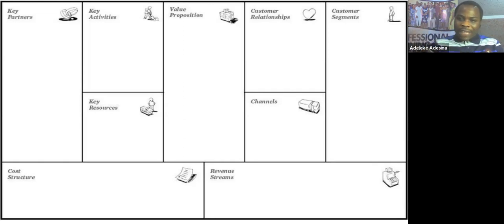What is the value position of Netflix? You can watch on-demand entertainment where and when you want it. That is the value proposition. You want to watch on-demand entertainment anytime. You can watch Netflix 2 a.m., 1 a.m., 10 a.m., any time of the day. That is their value proposition.